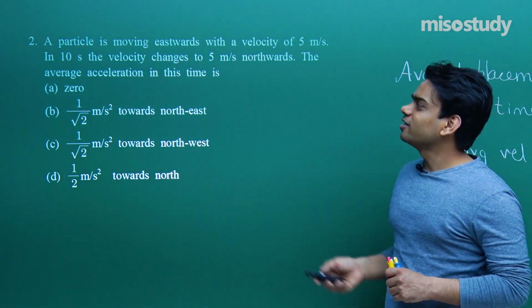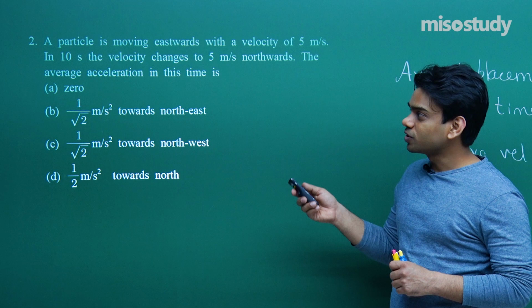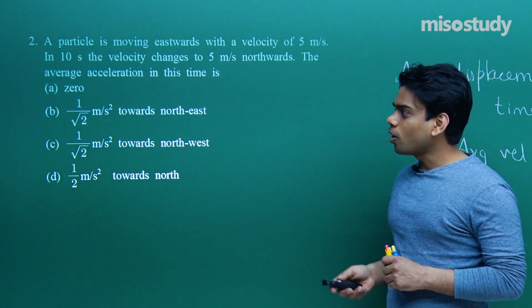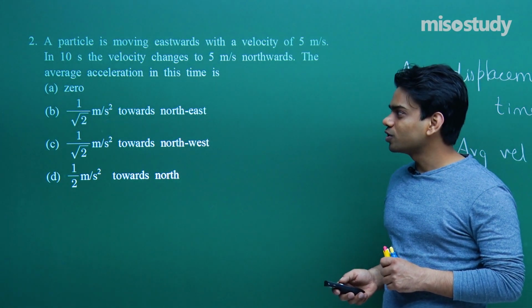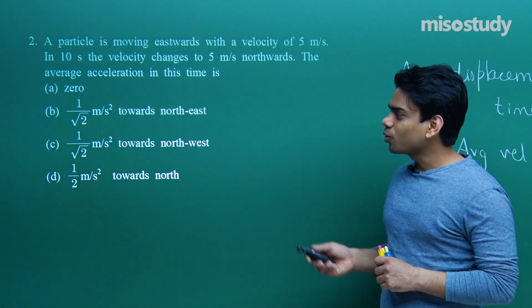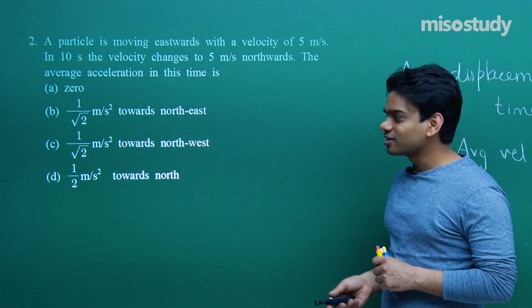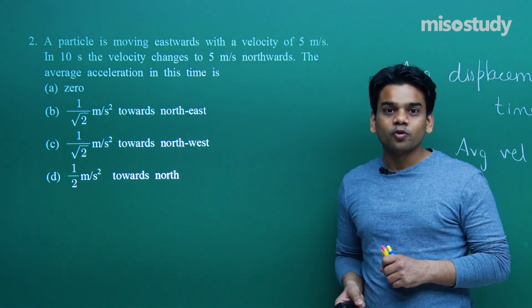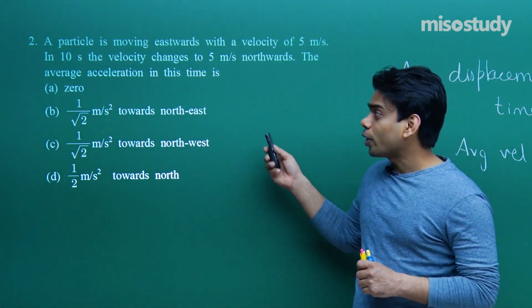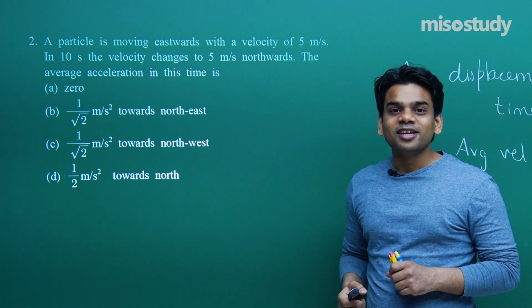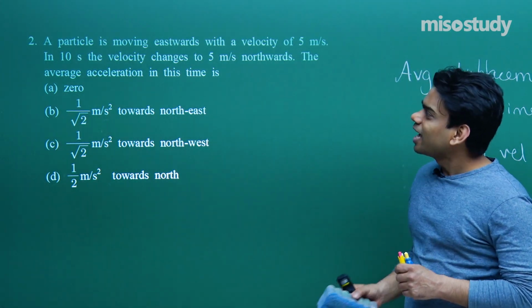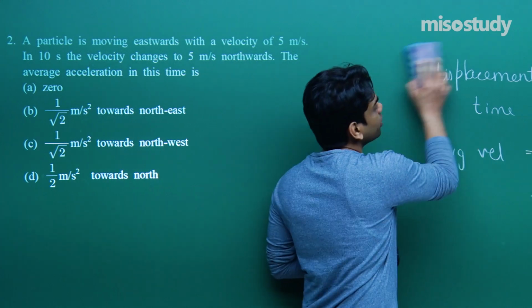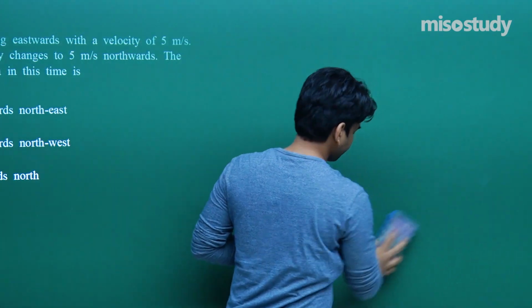Next, the average acceleration in this time is? The options are: A, 0; B, 1 upon root 2 meter per square second towards northeast; C, 1 upon root 2 meter per square second towards northwest; D, 1 by 2 meter per square second towards north. So we are given the magnitude, and we are also provided with the direction in each of the cases. Let's check what is the average acceleration in this time. This question is for acceleration.